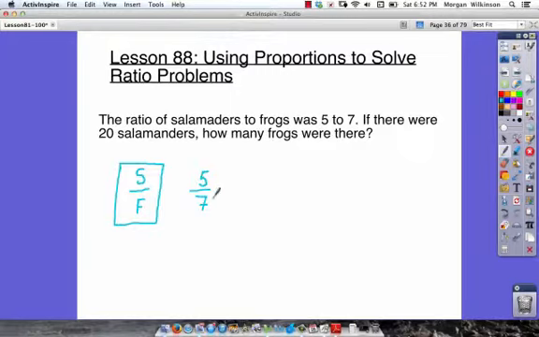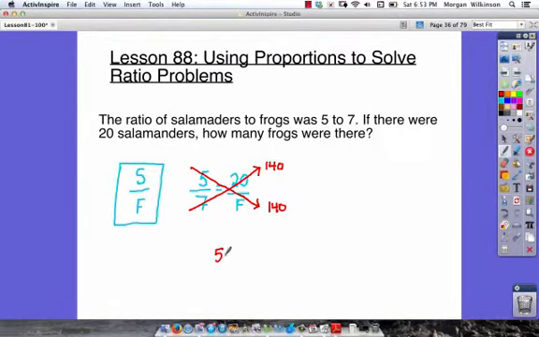The question says if there were 20 salamanders, how many frogs were there? So we know the ratio is going to help us build a proportion. The salamanders are on top, so we get 20 salamanders for how many frogs? We don't know. That's the question, so we're going to put F. Now, in order to figure out the answer to a proportion problem, we know we can use cross products, because cross products are always equal. So 7 times 20, that's 140. And 5 times F, the number of frogs, that must also be equal to 140.